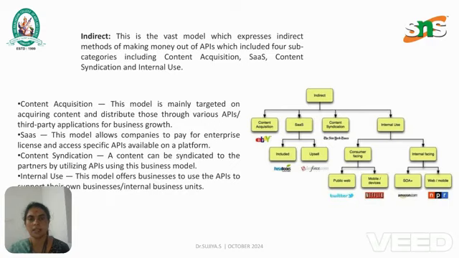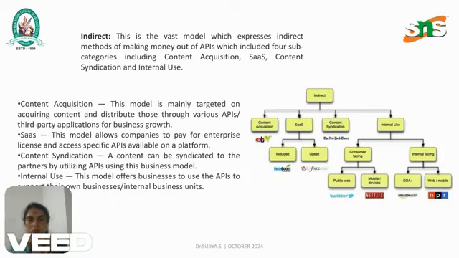Next is indirect. This is a vast model which expresses indirect methods of making money out of an API, which includes four subcategories: content acquisition, SaaS, content syndication, and internal use. So this is the diagram which explains the indirect concept. Here, content acquisition, SaaS, content syndication and internal use. These are the major components of the indirect API model.